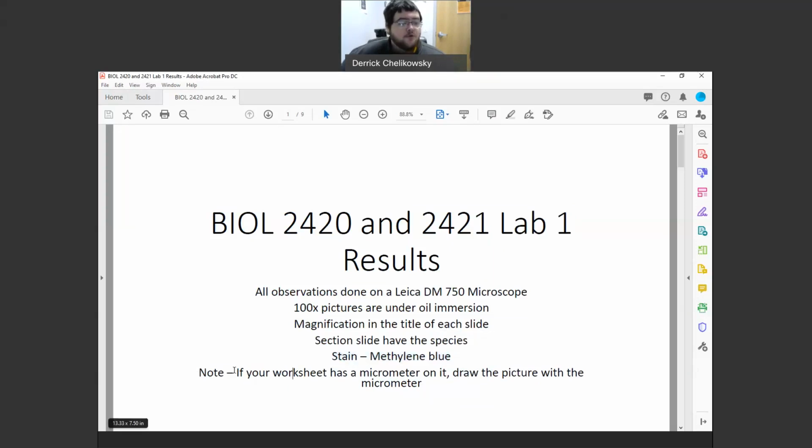And keep in mind that if your worksheet has a micrometer, draw the picture with the micrometer. This is because when we're looking through our microscope, and the assumption is you've already watched the microscopy video, so you know what I'm about to talk about here. When we look through our microscope and we're taking pictures through the ocular micrometer, that itself is going to be of a higher magnification than the pictures taken with the camera in the microscope, because the camera in the microscope only takes a look through the nose piece objective rather than the ocular objective.